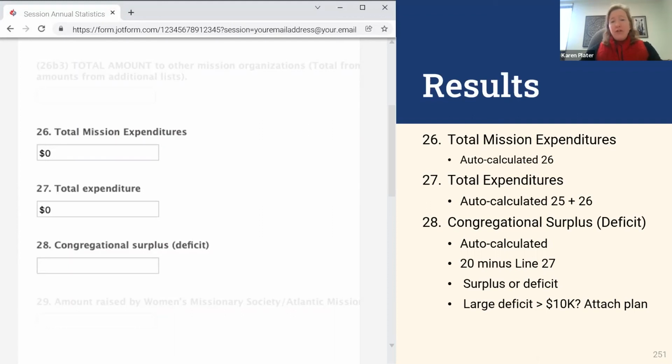Now, ideally, because you're reporting the money that came in for current use and was spent in current use, you should not have a large deficit here. There might be small deficits, just the way that church goes. You get in a bit more extra money and you didn't quite spend it, or you spent a bit more than you actually got in. But anything that's larger than $10,000, we're going to be looking at, because we're going to say, well, where did the money come from to cover this deficit? And if it's really large, you need to attach a plan with how you're going to deal with it in the future. So that is line 28, where you're going to report your congregational surplus or deficit, and large numbers are going to be flagged for us to look closer at your numbers.